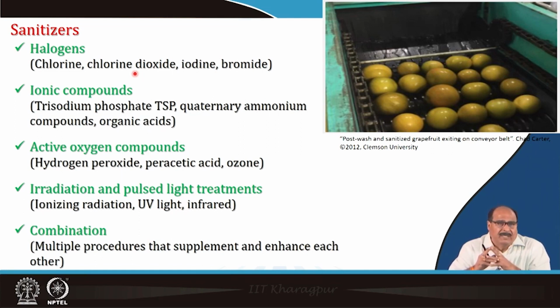So, it becomes very important to sanitize these commodities. Along with the washing water, some sanitizers are added. The commonly used sanitizers include halogens like chlorine, chlorine dioxide, iodine, then ionic compounds like trisodium phosphate, quaternary ammonium compounds, active oxygen compounds like hydrogen peroxide, peracetic acid, ozone, or even physical methods like irradiation by using ionizing radiation, ultraviolet light, infrared light, or a combination of various procedures that supplement and enhance each other's effectiveness.